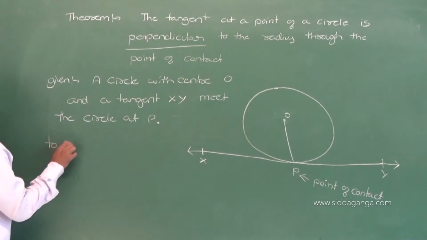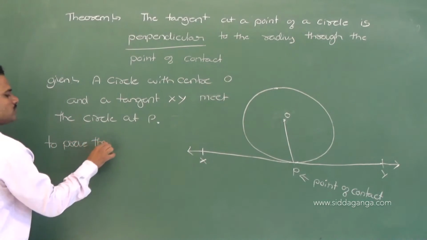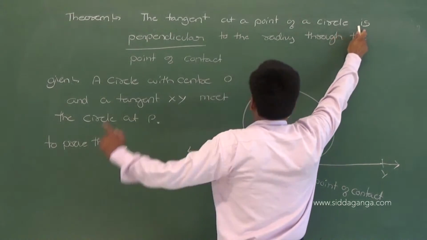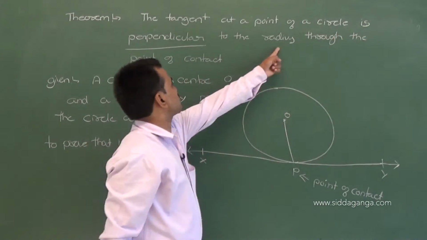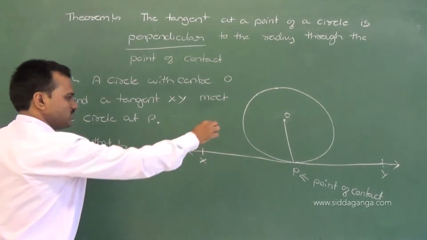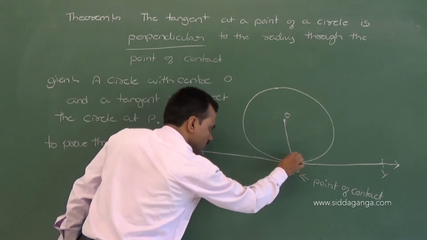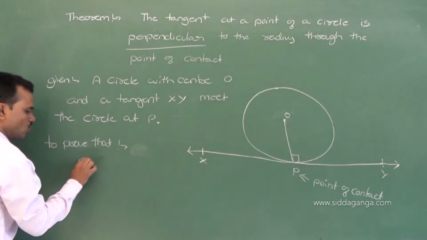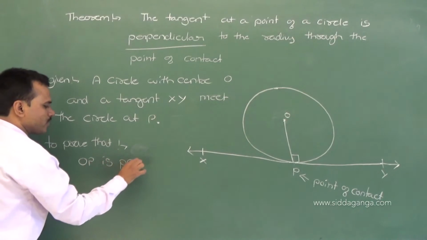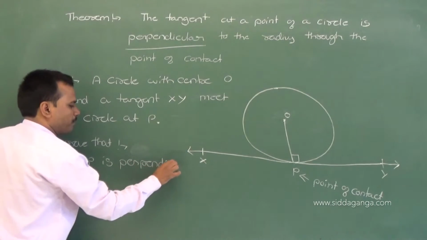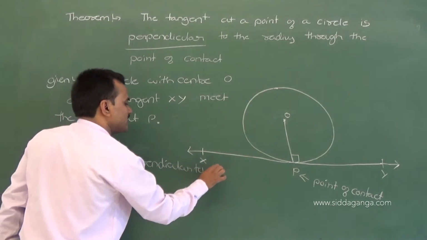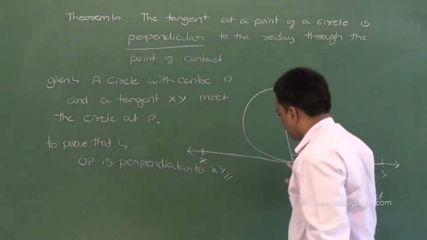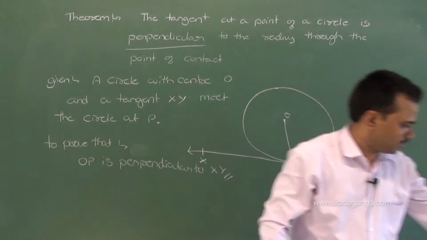Next, what do we have to prove? The tangent at a point of contact on a circle is perpendicular to the radius through the point of contact. That means OP is perpendicular to XY, correct? OP is perpendicular to XY. For that, the proof.